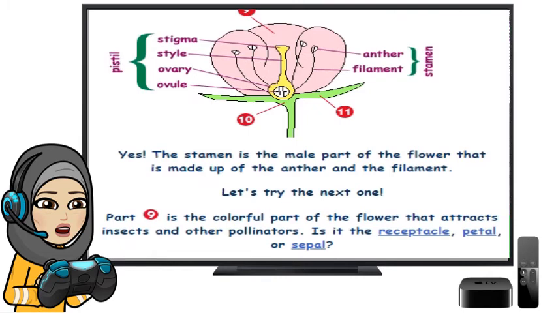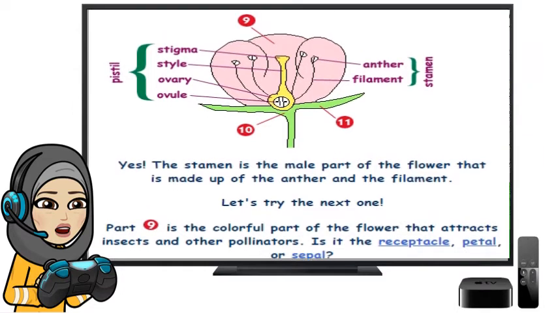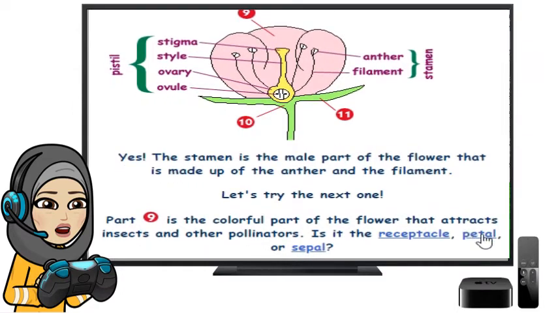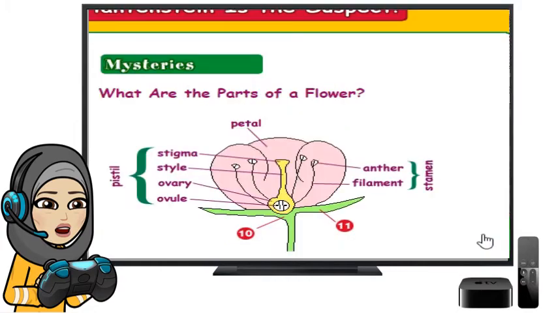What do we call the colorful part of the flower that attracts insects and pollinators? The number 9. It's the petal. Perfect, guys. Well done.